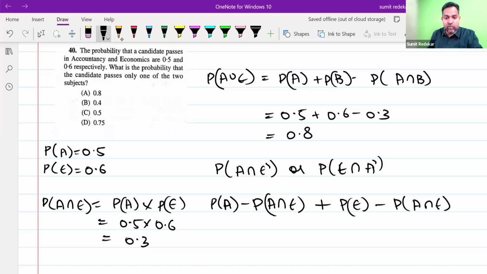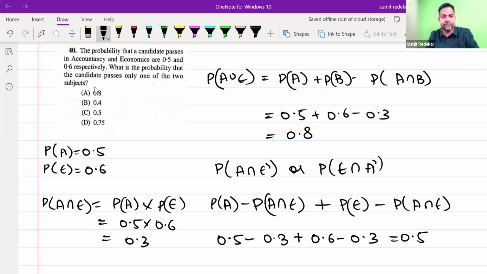I know passing in accounts is 0.5. I know passing in accounts and economics is 0.3, passing in economics is 0.6, accounts and economics is 0.3. The answer to that is going to be 0.5 minus 0.3, which is 0.2, plus 0.6 minus 0.3, which is 0.3. Can I say the answer is 0.5?